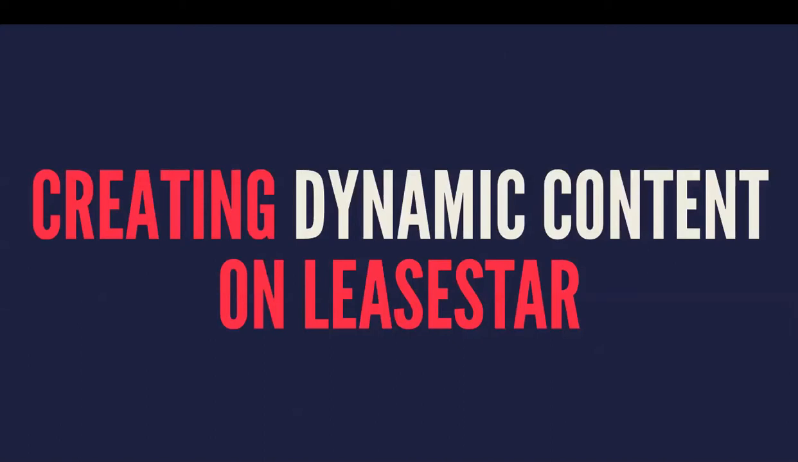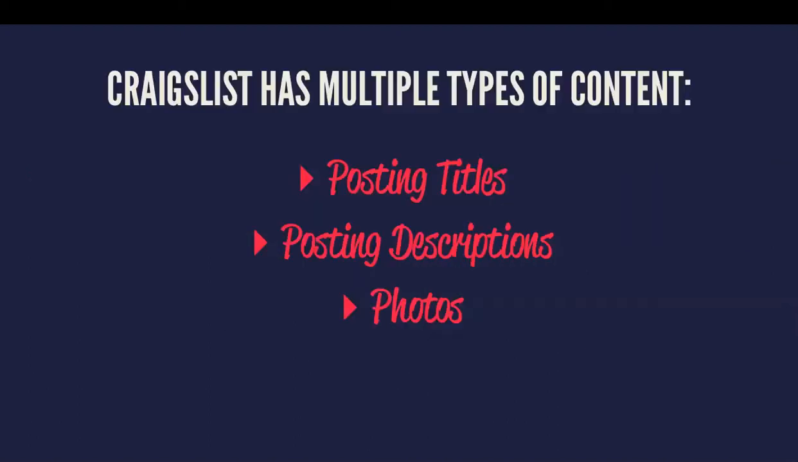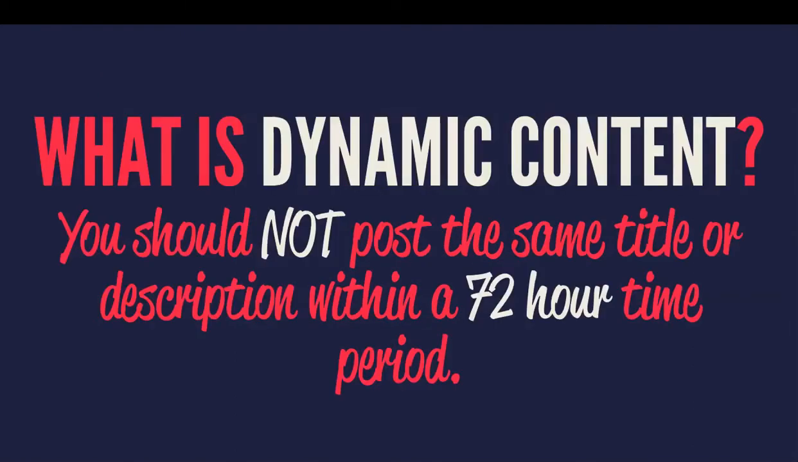The importance of creating dynamic content on Leastar in order to optimize your Craigslist ads and optimize Craigslist search for your communities. We all know that Craigslist has multiple types of content. You're posting titles, you're posting descriptions, and photos. What is dynamic content? Well, you don't want to post the same title or description within a 72-hour time period. You can post repeat photos, but you don't want to post anything that has text. So titles and descriptions are your main culprits when it comes to content.